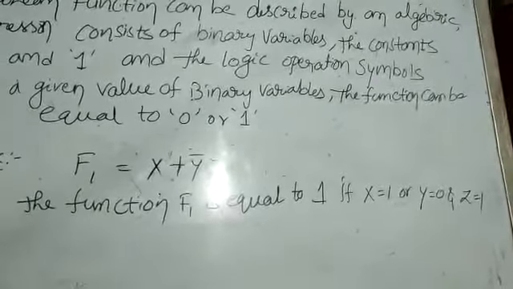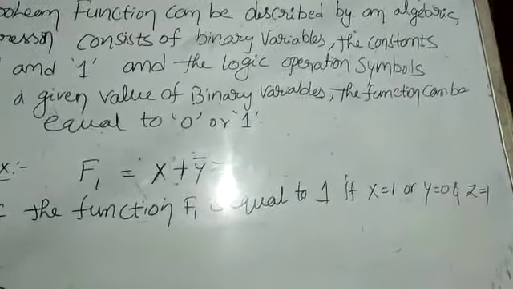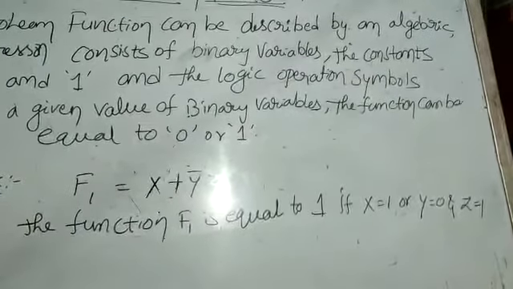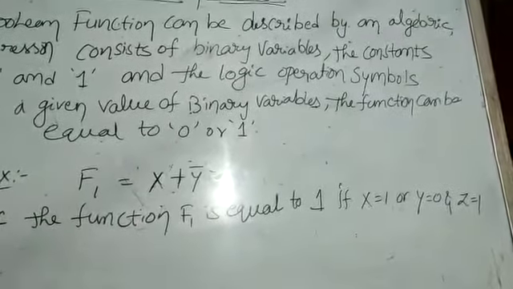If you want to consider F1 is equal to 0, then we can take the corresponding values that are possible for the F1 function. In the next video I will explain the truth table by considering the F1 function. This is the Boolean function.